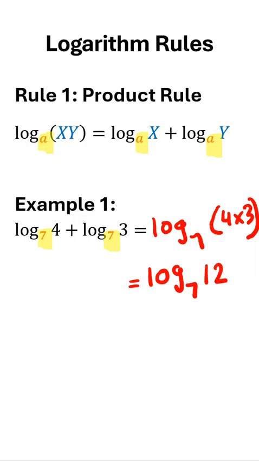So now let's use our calculator and find the answer. Here we put log 12 over log 7, and we get 1.2769. So let's round this answer to 2 decimal places, and we get 1.28. So this is 2 decimal places.